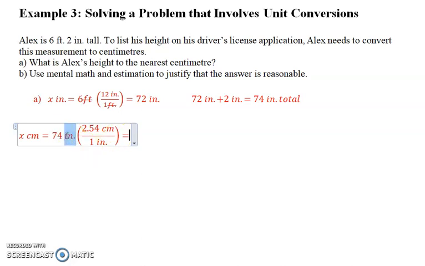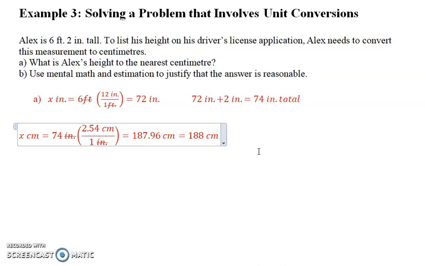So we take the inches, divide the inches, leaving it with centimeters. That's why we did that. And we're going to multiply those two numbers together. We take 74, multiply that by 2.54, and we get 187.96 centimeters, which is approximately equal to 188 centimeters.